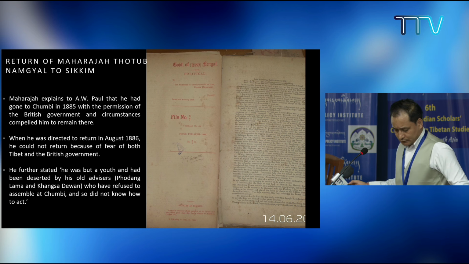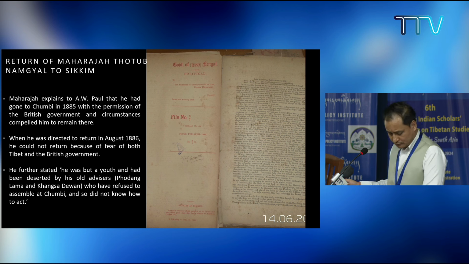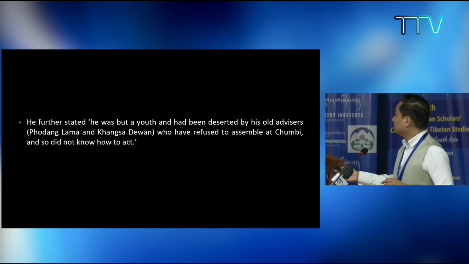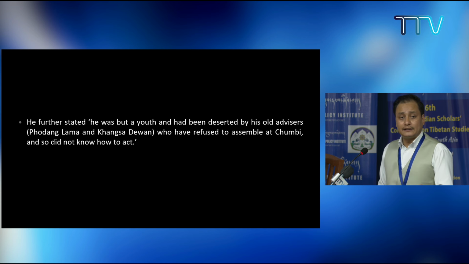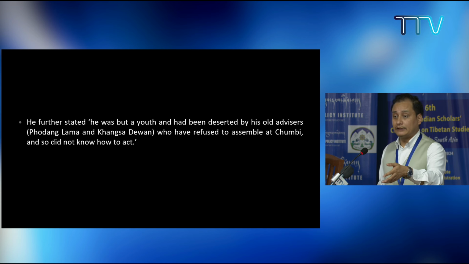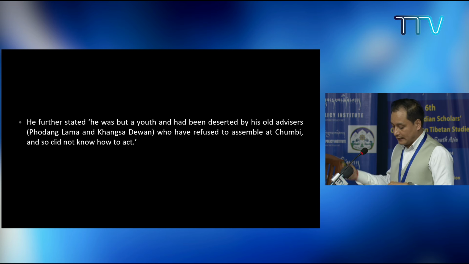So, yeah, this we have discussed. Phuntsok Lama and Kangsa Dewan refused to visit Chumbi Valley when they were told by the Raja to come there, because they feared that they might get punished because they defied the orders of the Maharaja. Because of that, they did not go to Chumbi Valley.